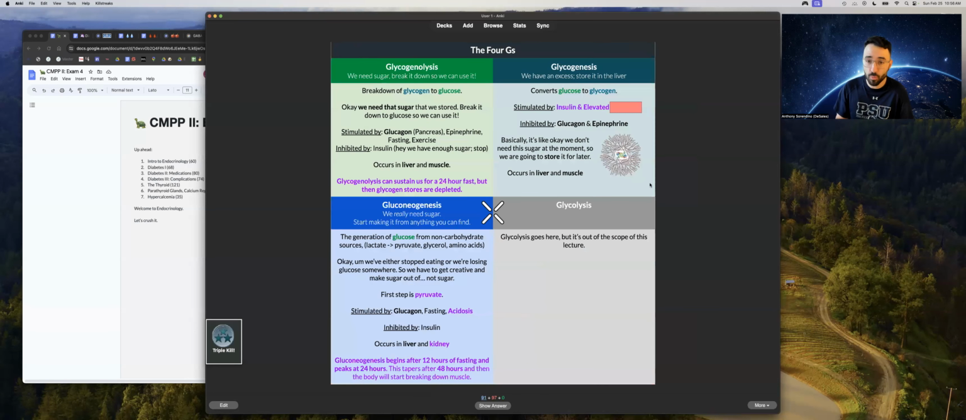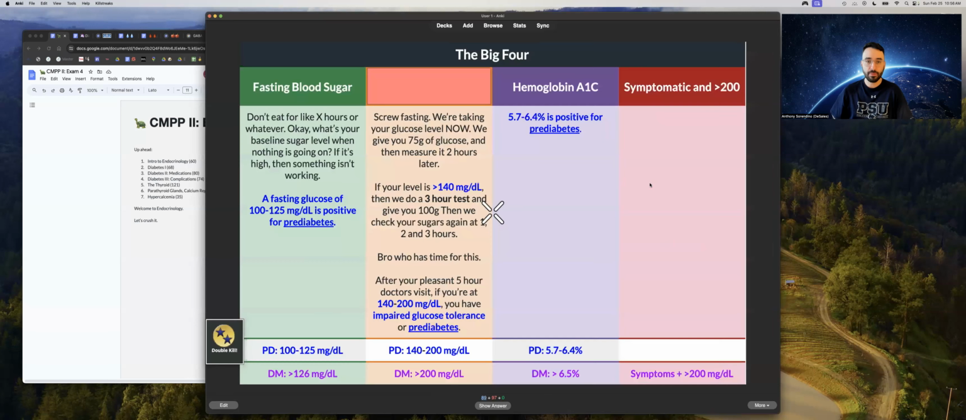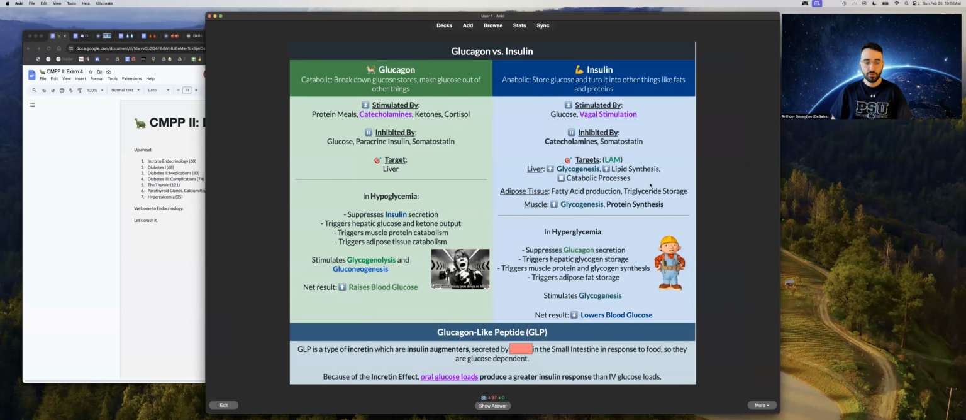So much more common. Glycogenesis is stimulated by insulin and elevated what? What would stimulate the need for storage of sugar? It's got to be elevated glucose. Nice. Gestational diabetes. The big four. What is this one? So what's missing? Oh, OGTT. GLP is a type of incretin, which are insulin augmenters secreted by blank in the small intestine. L cells.